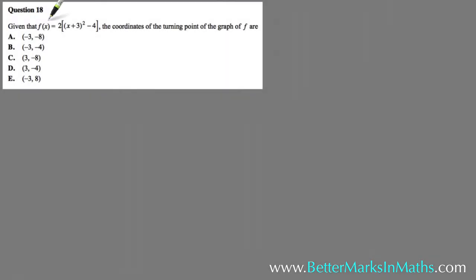In this question, given that f of x equals 2 times in brackets x plus 3 in a bracket squared minus 4, the coordinates of the turning point of the graph of f are. So when it's in this form, this parabola, x plus 3 squared minus 4, has its turning point at the x value that makes this bracket 0, which is minus 3, and then this number added at the end, minus 4.